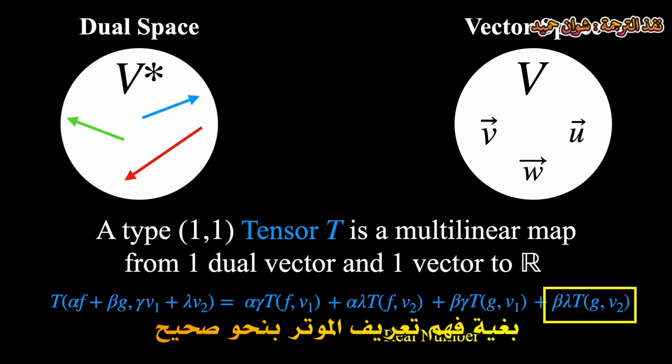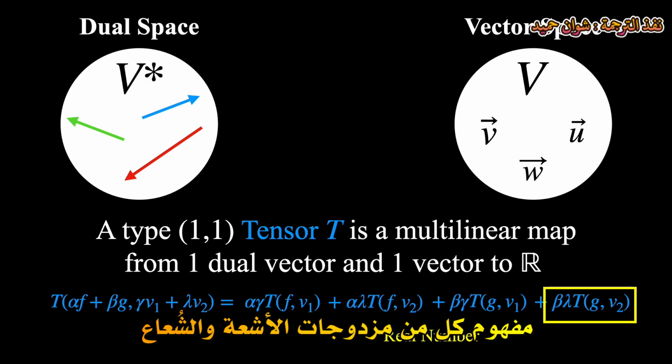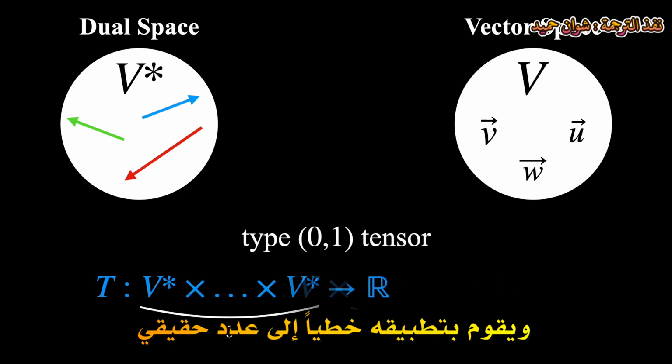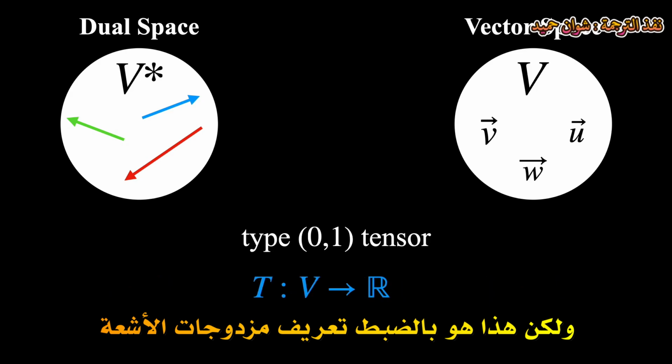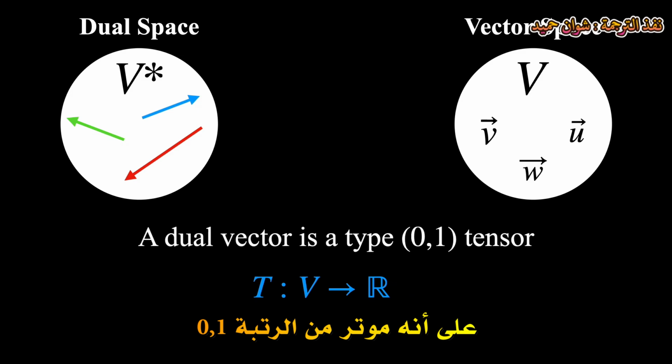Now, to really let the definition of a tensor sink in, we will go through a couple simpler examples that show how tensors generalize dual vectors and vectors. First, let's consider a type (0, 1) tensor. This takes one vector as an input and maps it linearly to a real number. But that's exactly what the definition of a dual vector is. So a dual vector can be viewed as a tensor of type (0, 1).